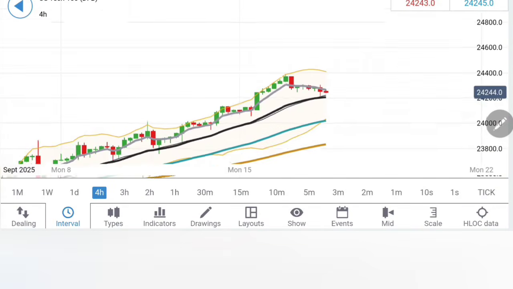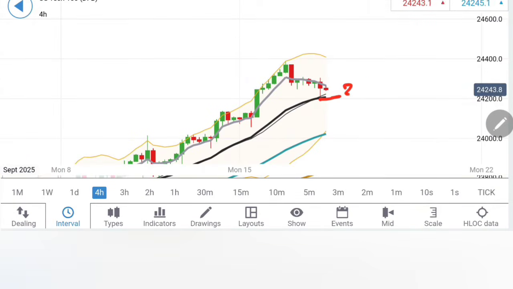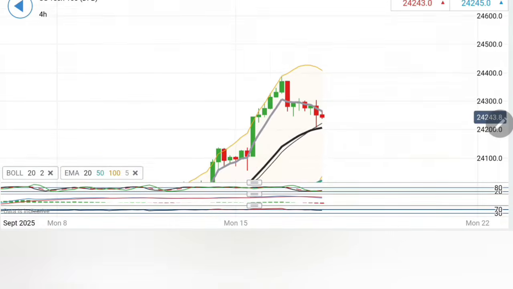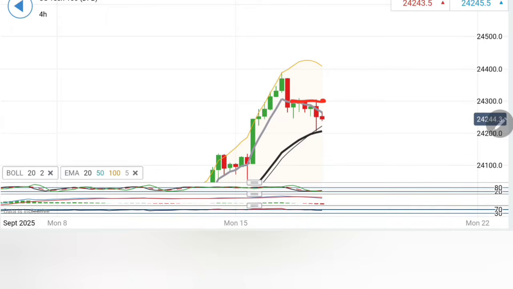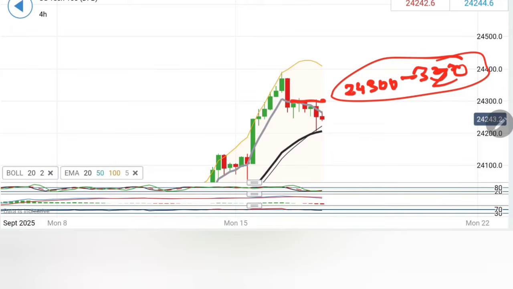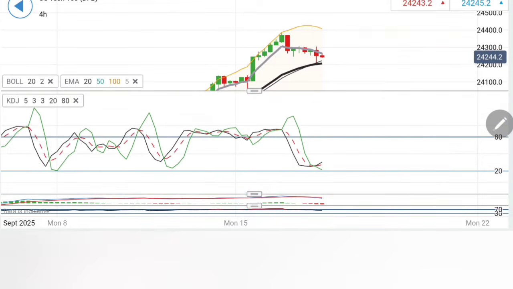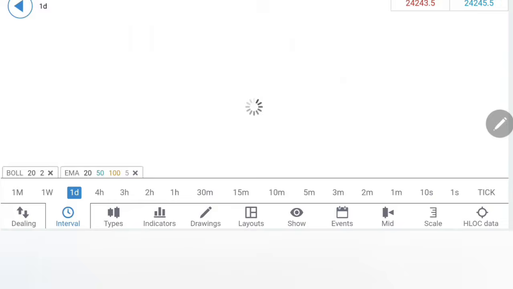On the 4-hour charts, you see the 20 period at 24,200, very, very good support. Below this, definitely an aggressive stance can be seen in Tech 100. On the upside now, 24,300, 24,320, this is the zone it has to trade beyond. If at all it trades beyond this, expect it to trade further bullish here. MACD crossing over at the top, it's a bearish indication.